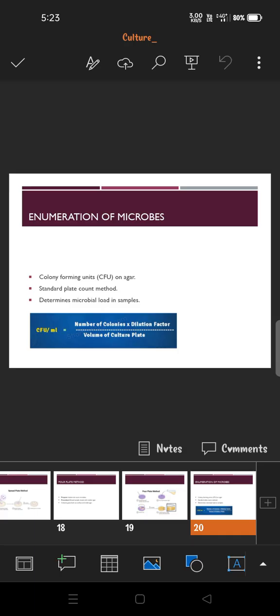Enumeration of microbes uses a formula: CFU per ml equals the number of colonies times the dilution factor divided by the volume of culture plated, and it is a standard plate method.